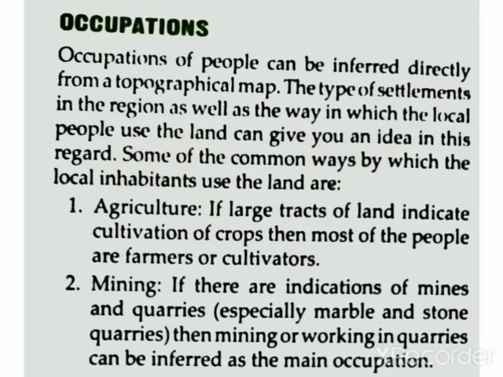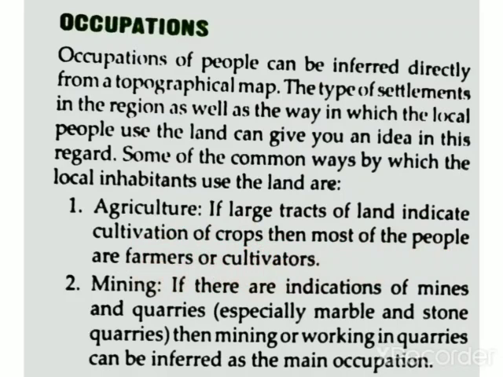The type of settlements in the region, as well as the way in which the local people use the land, can be taken as a clue to identify what type of occupation the people are following in that particular settlement. Some of the common ways by which the local inhabitants use the land is for agriculture. If large tracts of land indicate cultivation of crops, then most of the people are farmers or cultivators.